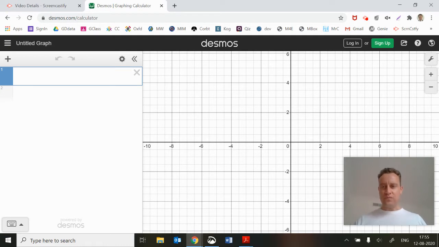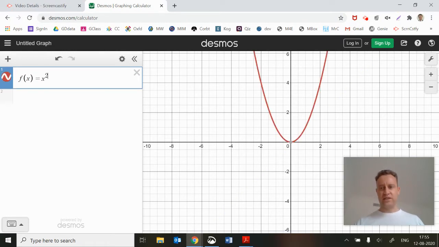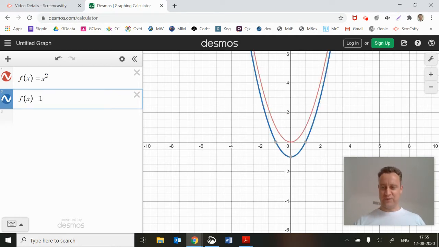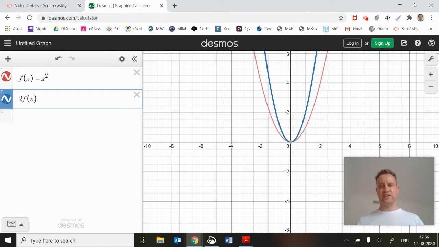So, okay, if I wanted to put in f of x, let's just come up with a function here. Let's take an easy one, x squared. What happens when we do x minus 1? Well, there you go. It's pushing it forwards 1. What happens when you do minus 1 on the end? Okay, done that before. And what happens when you change the function to 2 lots of f of x? Doubles all of the heights.